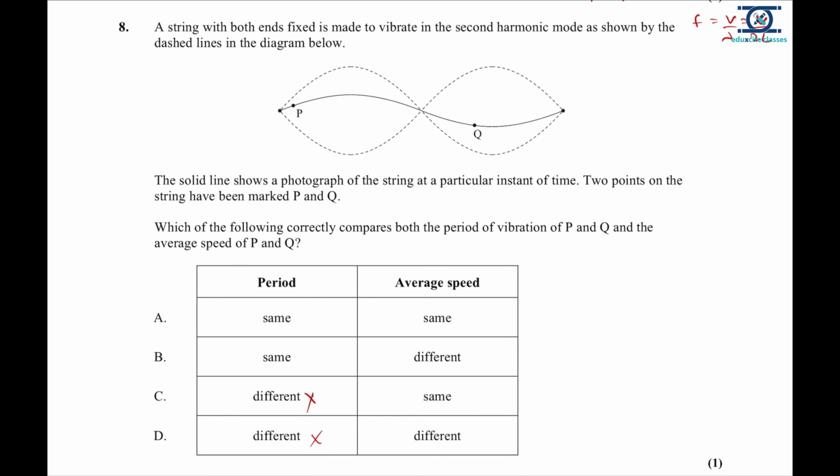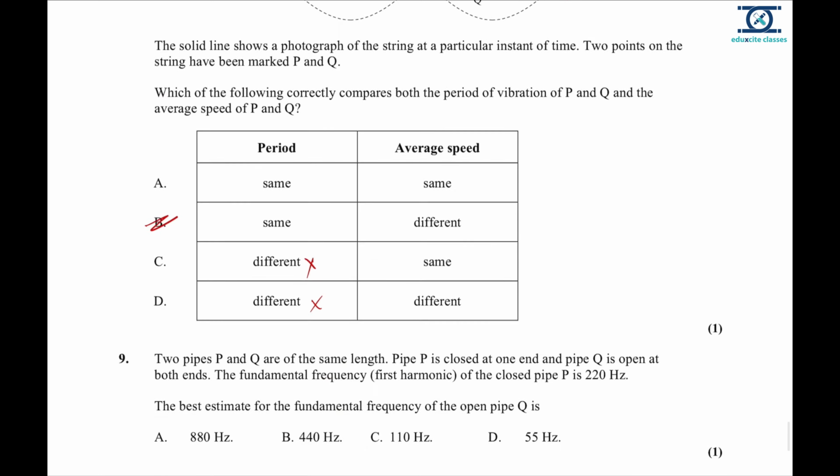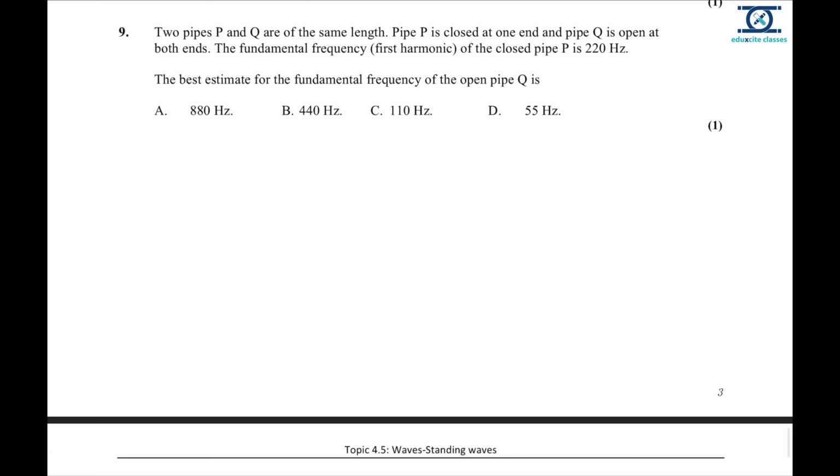Now if the time period is constant, then v equals f lambda, it means frequency is constant. For the second harmonic, if all the particles are to complete their motion in the same period, they might have different speeds. The particles at the antinodes will have the maximum speed and the particles near the nodes will have less speed. So they have different speeds and the same period. Option B is the right answer. Okay. Question number 9. Two pipes P and Q of the same length. Let us draw it.